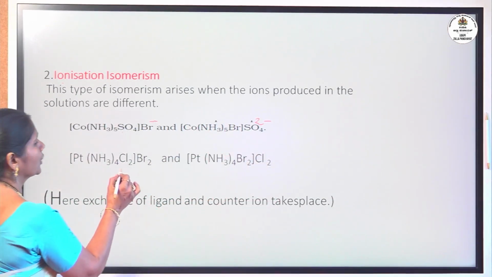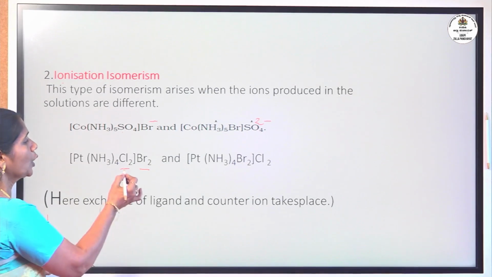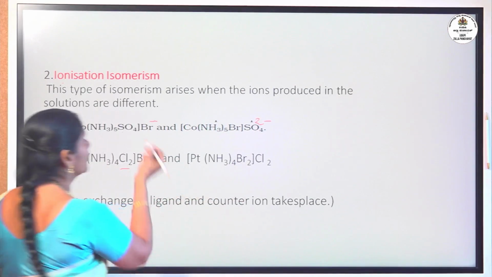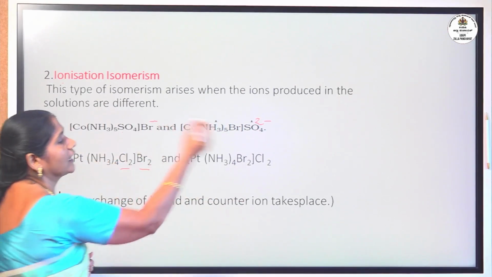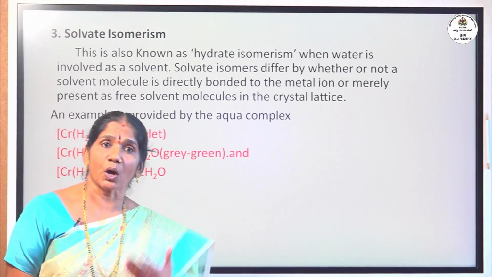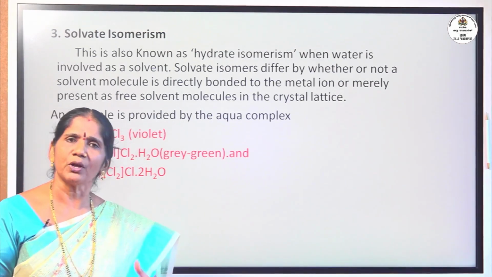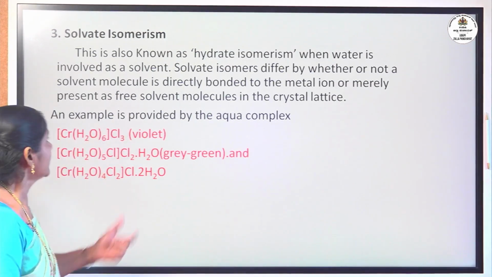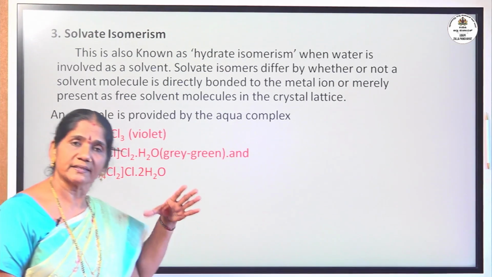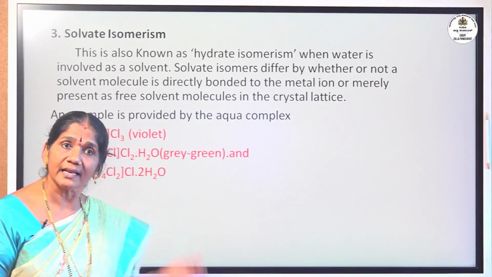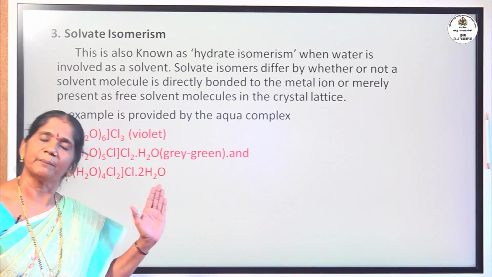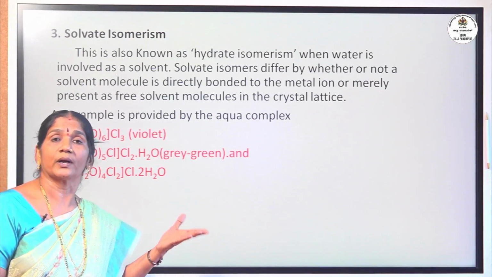In the same way, you can see in the second example, chlorine is acting as the ligand and bromine is the counter ion, whereas in this case, bromine is inside as ligand and chlorine is outside as counter ion. Next is solvate isomerism, involving solvent molecules. Normally, let us consider water. Here in this example, you can see water inside. When water is inside the coordination sphere, it is acting as the ligand. When the water is outside, it is simply a solvent molecule, or sometimes water of crystallization.